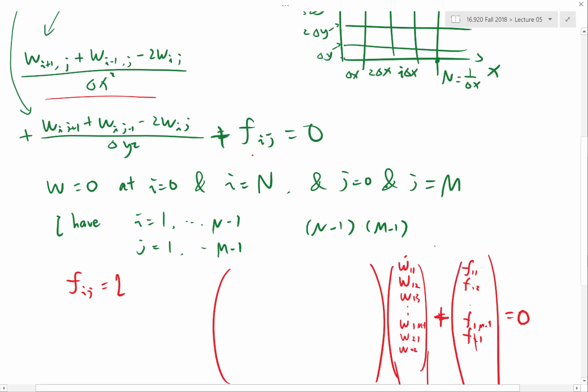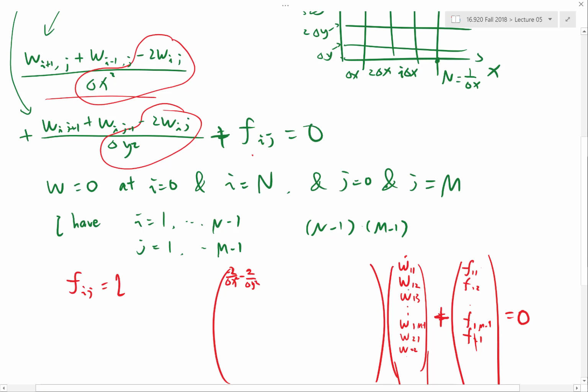W11 is going to be multiplied by what, if you look at this equation? It has 2 terms, right? The corresponding one has this guy and also this guy. So what should be here is minus 2 minus another 2 over delta y squared. So that's the first term.